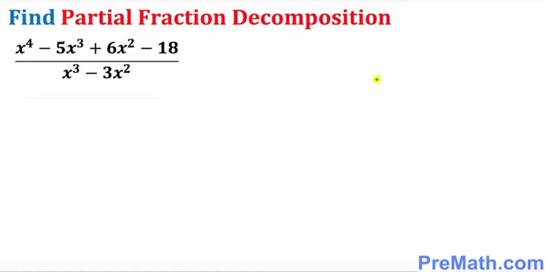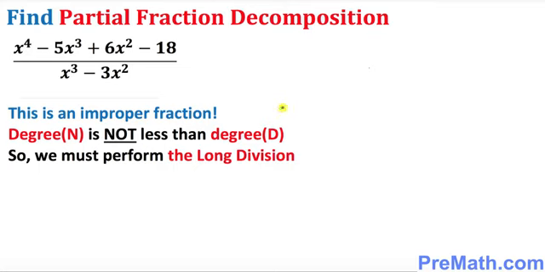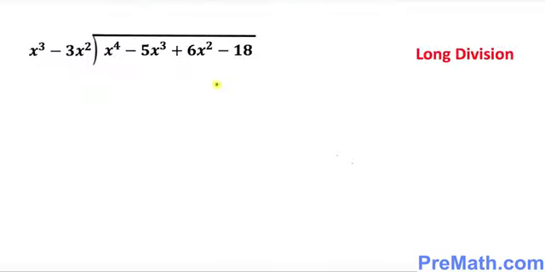Hello again everyone. In this video tutorial we will be performing a partial fraction on this given rational expression. Next thing I want you to keep in your mind or just observe one thing, that this is an improper fraction. What that means is that the degree in the numerator is not less than the degree in the denominator. In that case, what we must do is perform the long division. So let's go ahead and get started with our long division first.